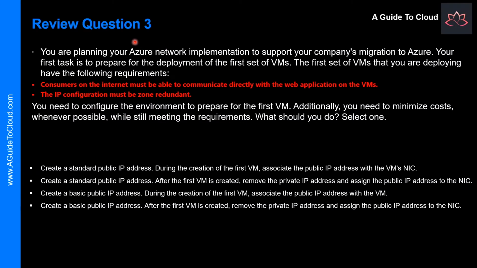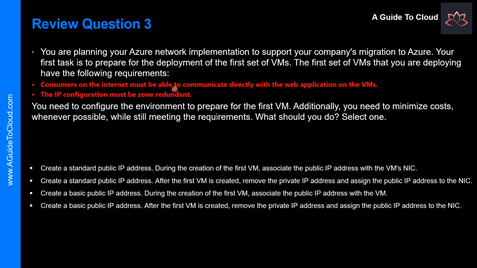Let's look at question number 3. You're planning your Azure network implementation to support your company's migration to Azure. Your first task is to prepare for the deployment of the first set of VMs. The first set of VMs that you are deploying have the following requirements. Customers on the internet must be able to communicate directly with the web application on the VMs. And the IP configuration must be zone redundant.